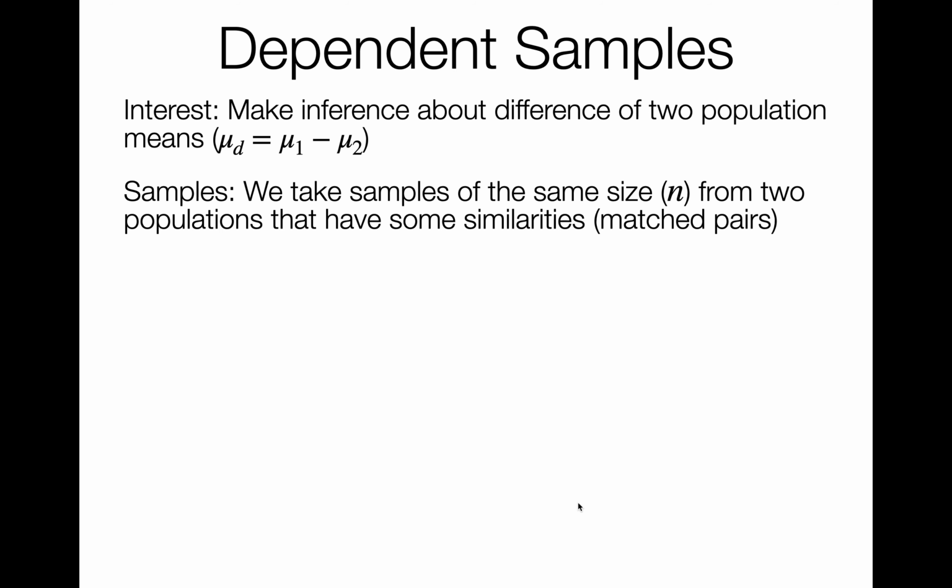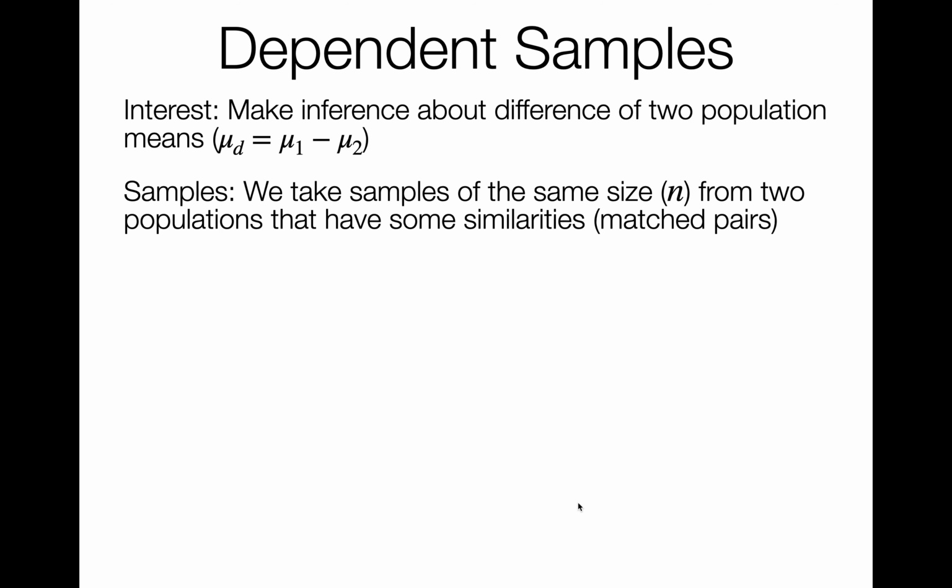The samples that we take are slightly different than last time. This time we take samples of the exact same size. So both samples cannot be of differing sizes, in this case, from two populations that have some similarities or are dependent in some way. They are often called matched pairs, the observations that we take.